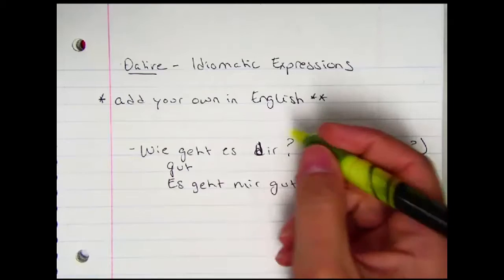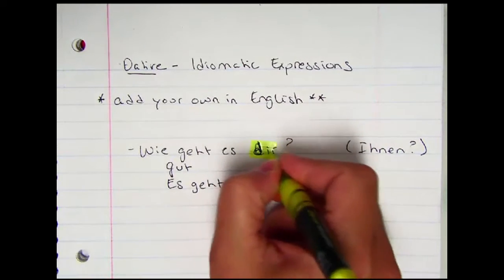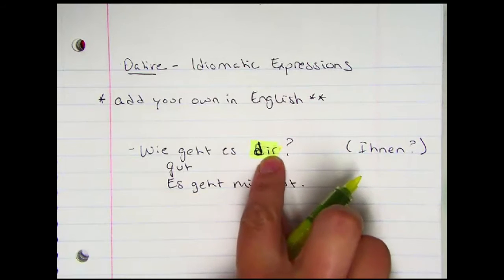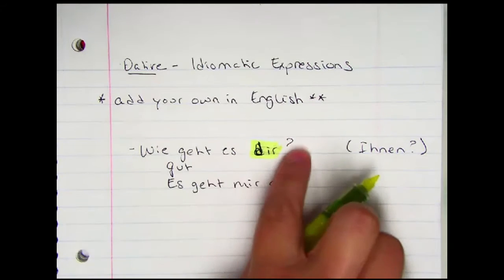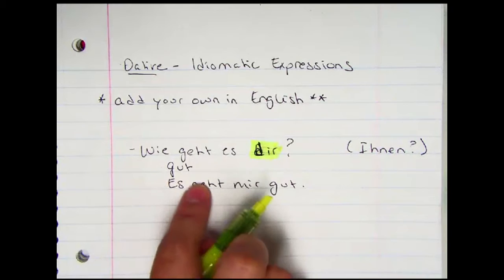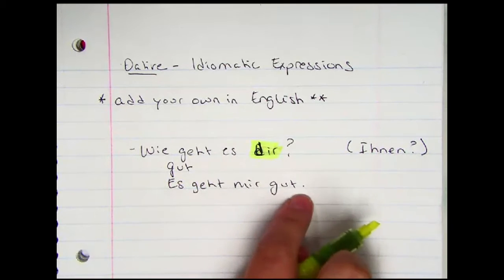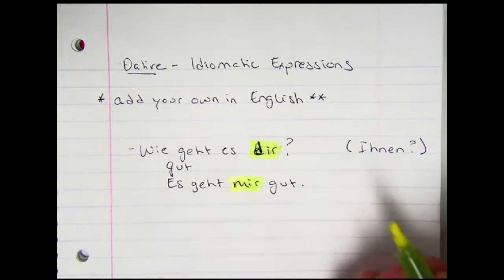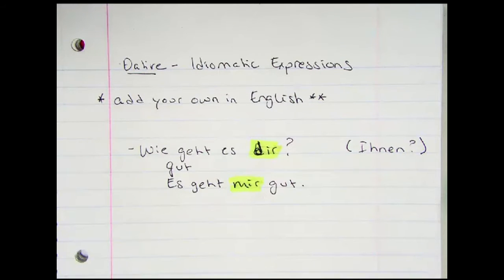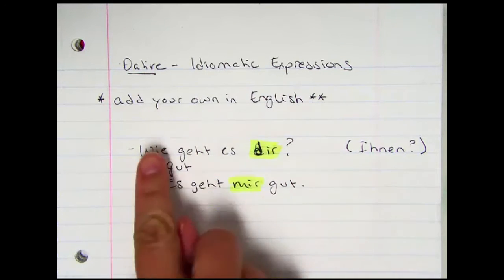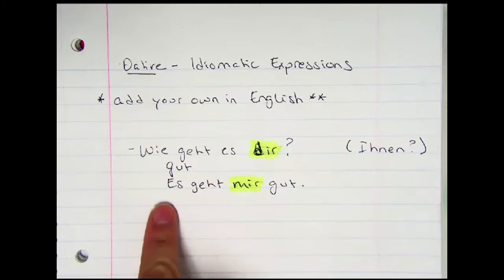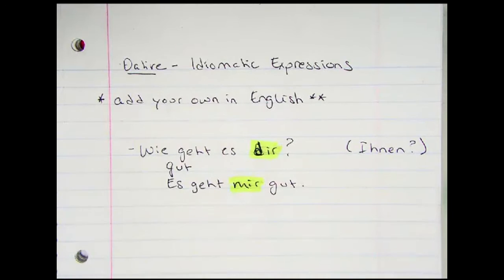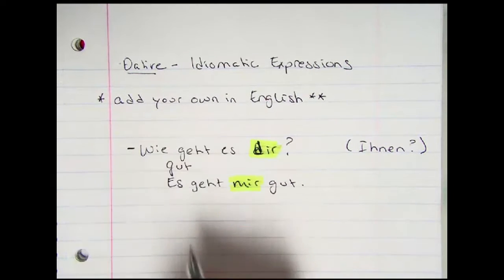You probably didn't realize this when you learned it in German 1, but here's the little you in dative. So how goes it for you? And then the answer that you gave is, it goes well for me. So again, here's your dative case. It seems totally swapped, it seems backwards. All you're asking is, how are you? And I am doing well. But word for word it means something different, so it is called an idiomatic expression.